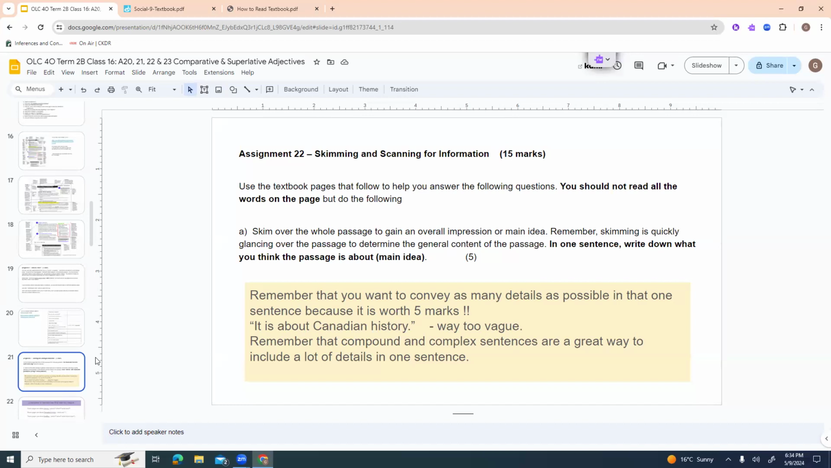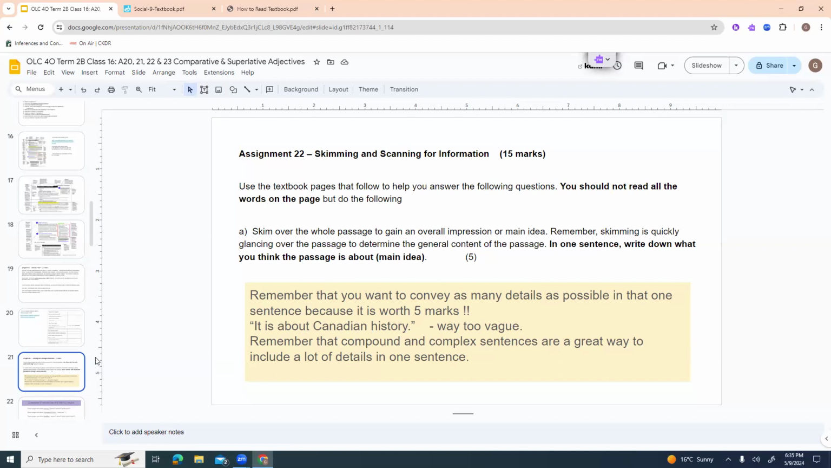For this one, you can't use any textbook. They've included like 4 pages from a Canadian textbook that they want you to use to answer the following questions. They want you to practice not reading every single word in the page, but practicing your skimming and scanning. So part A wants you to skim over the whole passage to gain an overall impression or main idea. Remember, skimming is quickly glancing over the passage to determine the general content of the passage.